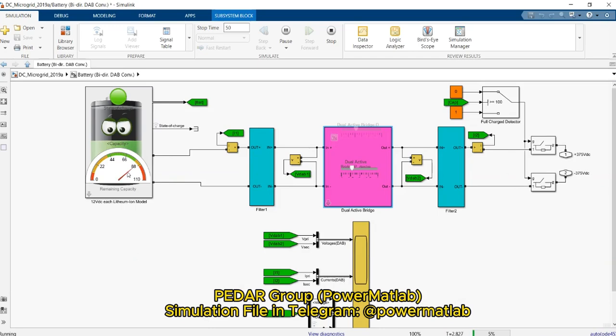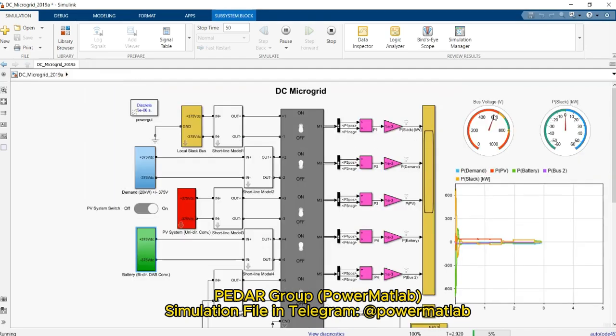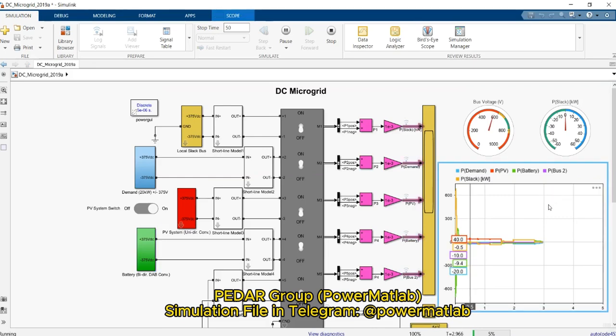But as you can see here, the battery starts to go into discharge mode with the aim of controlling the voltage. But if you look at this state, you can see the output power of the battery starts to reduce. And as you can see here, the battery can't control the voltage for a long time interval.